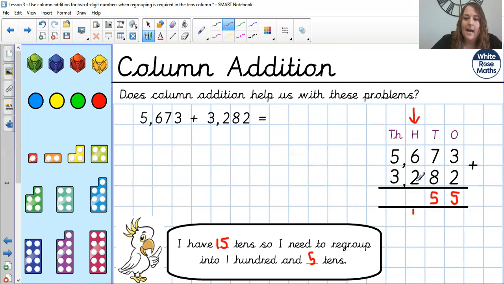Then we do 6 add 2, which is 8. Add that one below is 9. And finally 5 add 3, which is 8. So our total answer, our final answer is 8,955. And hopefully we can use Coco's vocabulary there to help us. Okay, let's have a go at another one.